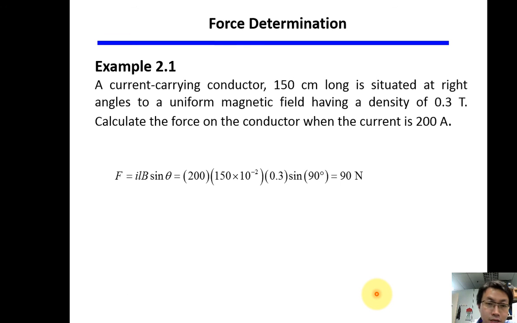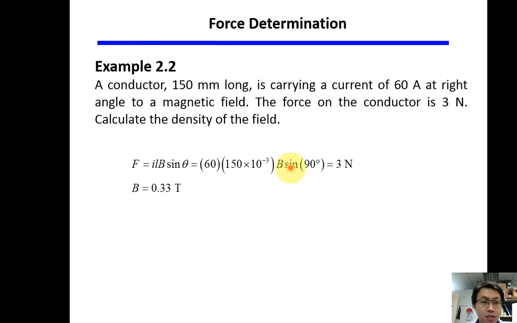So for example, a current carrying conductor, 150 cm long, is located at right angles to a uniform magnetic field having a density of 0.3 Tesla. Calculate the force on the conductor when the current is 200 ampere. Very easy, we apply the formula F equals ILB sin theta equals 200 is our current, 150 times 10 to the power minus 2 meters is our length, our flux density is 0.3 Tesla, and then sin theta with 90 degrees. We have 90 Newton.